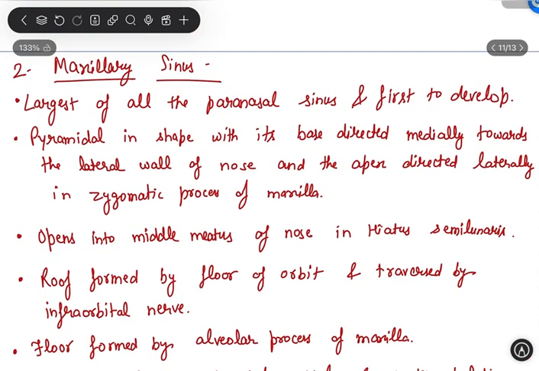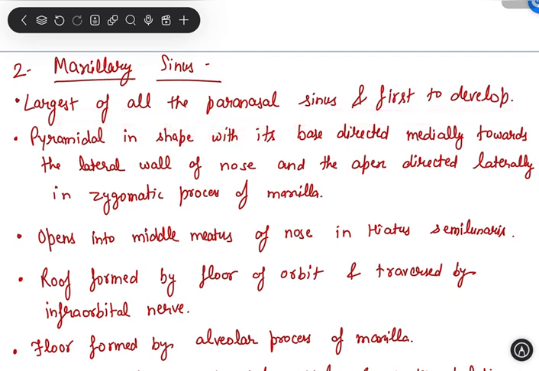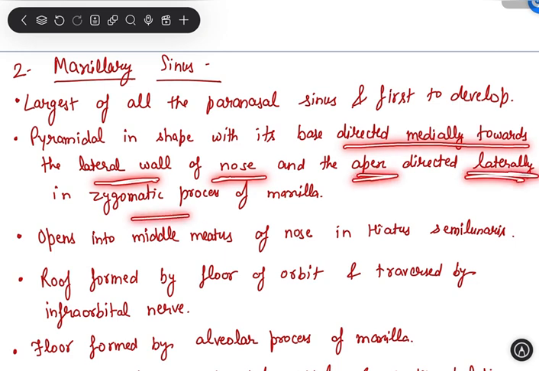Now moving forward towards the second sinus, that is the maxillary sinus. Maxillary sinus is the largest of all the paranasal sinuses and first to develop. It is pyramidal in shape with its base directed medially towards the lateral wall of the nose and the apex directed laterally in the zygomatic process of maxilla.